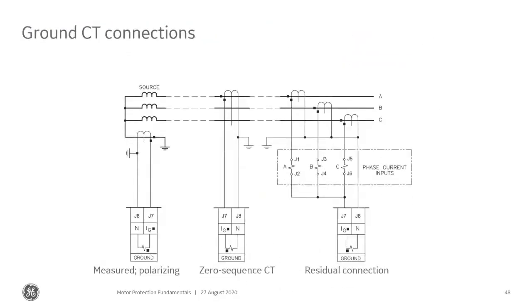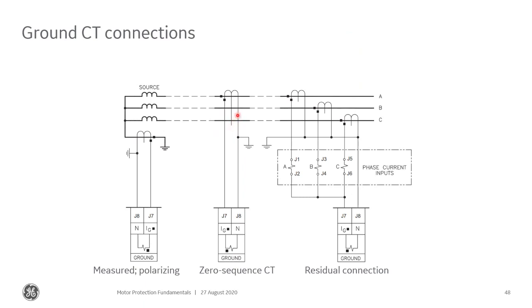And there are some options on picking up your ground current. The first we have is to measure the actual current in the ground, in the grounded neutral. Just have a dedicated CT for that. Another method is to use the zero sequence CT. This is one CT that wraps around all 3 phase conductors.